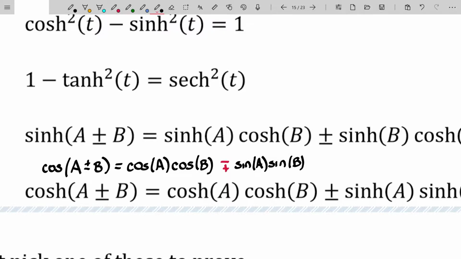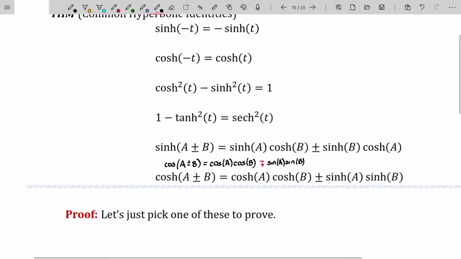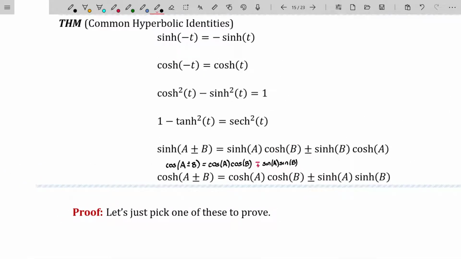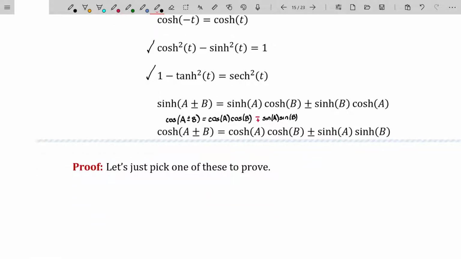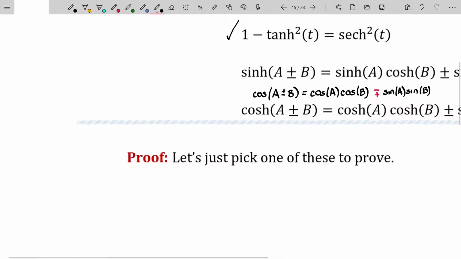All right. So we're just going to pick one of these to prove. It actually doesn't really matter which one of them. They all are proven basically the same way. And we've already proved this guy right here, and I verbally proved that one. So let's go ahead and prove one of the hyperbolic cosine ones. Let's prove maybe the cosh of A minus B. Let's do that one. So proof of cosh.